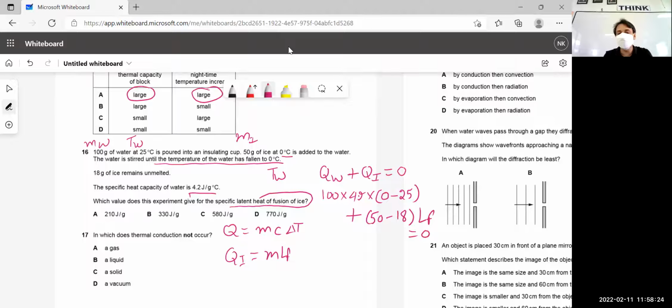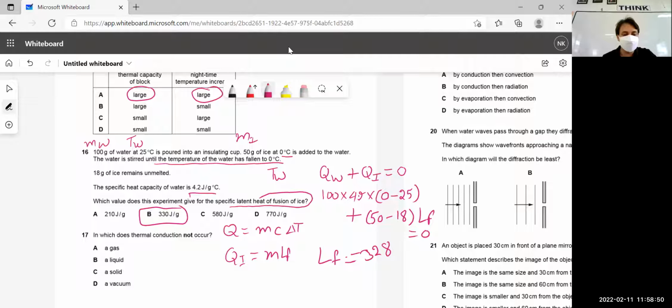And when the student does this calculation, you will get the latent heat of fusion as something about 328. And as per the options, this is nearly equal to 330 joule per gram. So that is the answer for question number 16.